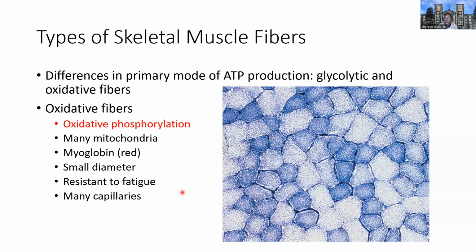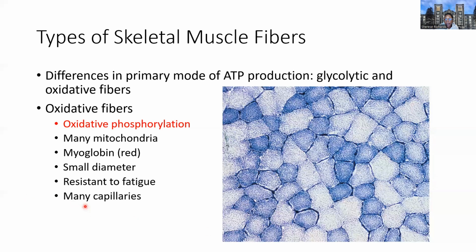Now, comparing that to oxidative fibers, these fibers are smaller in diameter. They have lots of mitochondria, lots of myoglobin, which is the oxygen storage. And so they need that in order to have lots of oxygen supply. Again, they have a small diameter, right? Physically just looking at them, because they need to have a smaller diffusion barrier to have oxygen move into these cells. They are resistant to fatigue because they don't have the lactic acid buildup.